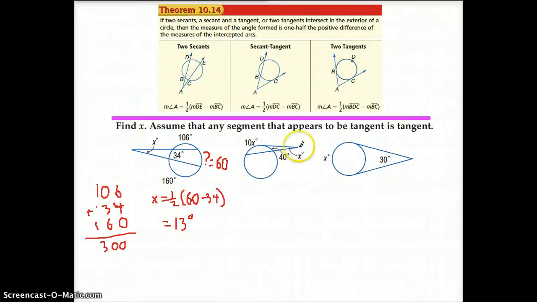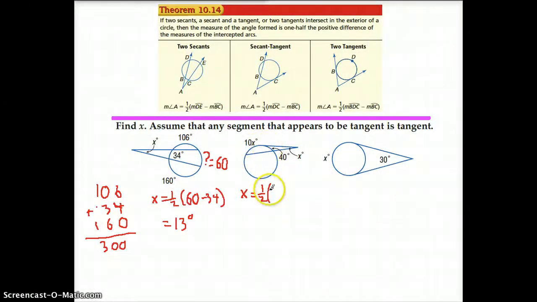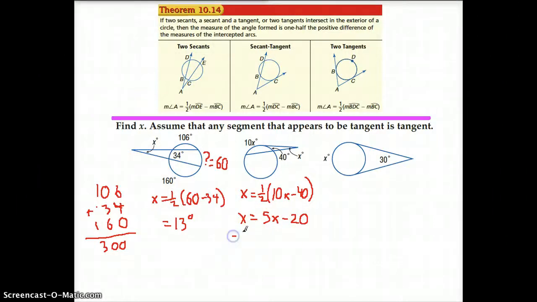Now this next one, I do the same exact thing, except here they've made my equations maybe a little bit trickier. So I set up X, this exterior angle should equal 1/2 of the big arc, which is 10x, minus 40. Solve this. I'm going to distribute first, bring my x down, and so this is 5x minus 20. Subtract, and that's negative 4x equals negative 20. Divide, and x is equal to 5. Same thing here.